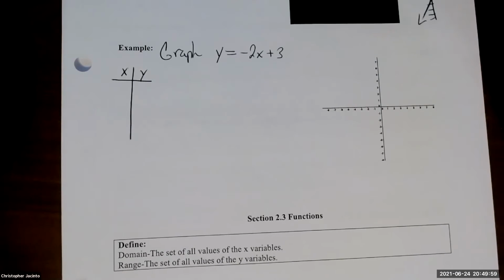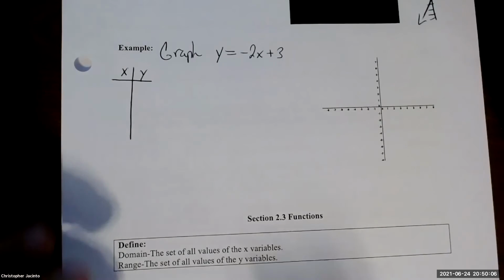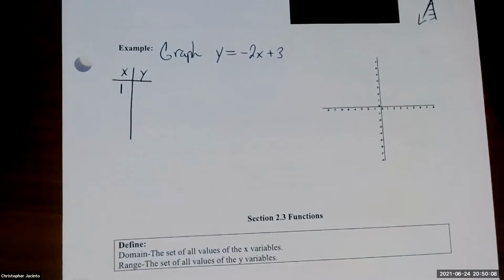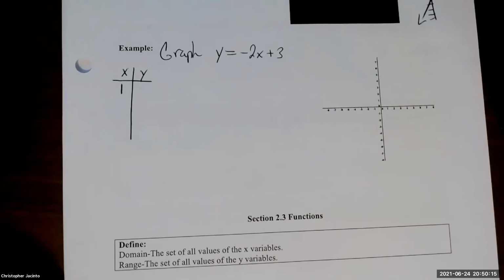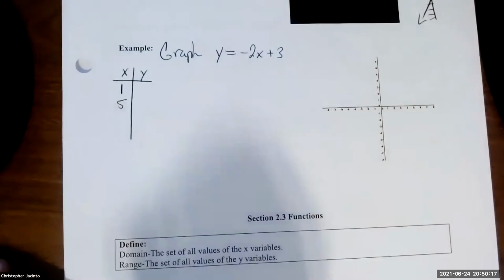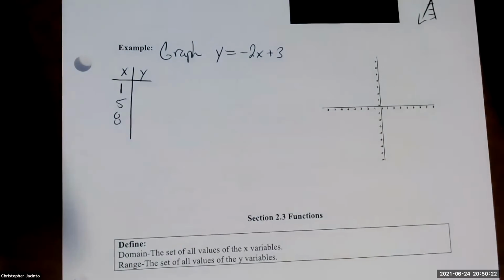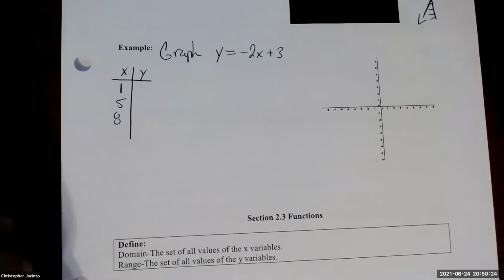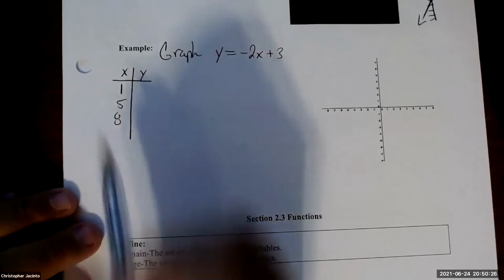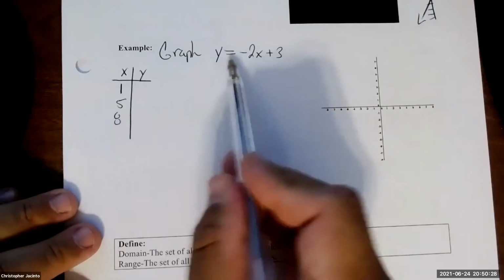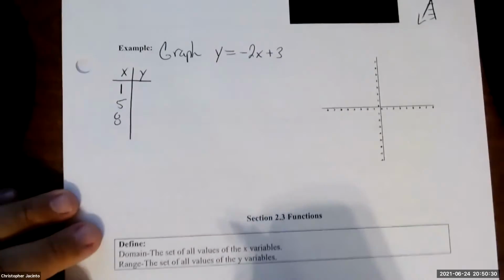So anybody want to shoot out a number you guys want to try? 1. Good, 1. Anything else? You can put it in the chat or just say it out loud. So 5, okay. And 1 more. 8. 8, perfect. So you can literally pick any x values you want. That's the cool thing about it. So we're gonna do the same thing. Now we're gonna plug in each respective x to see what the expected y value is gonna be.